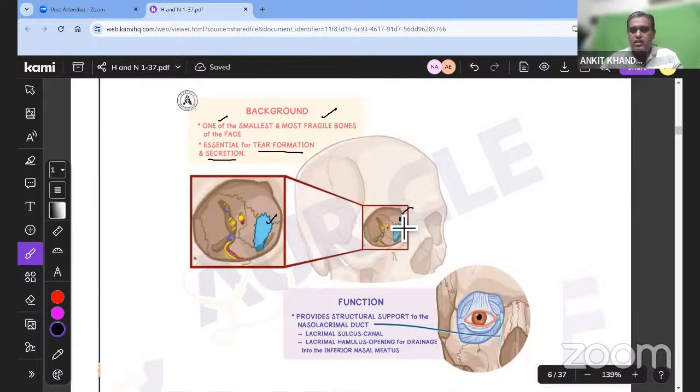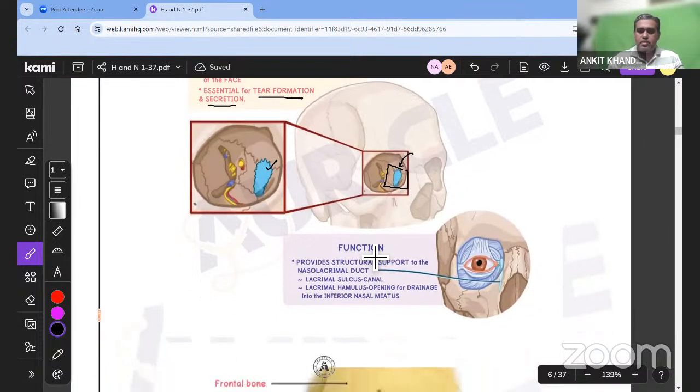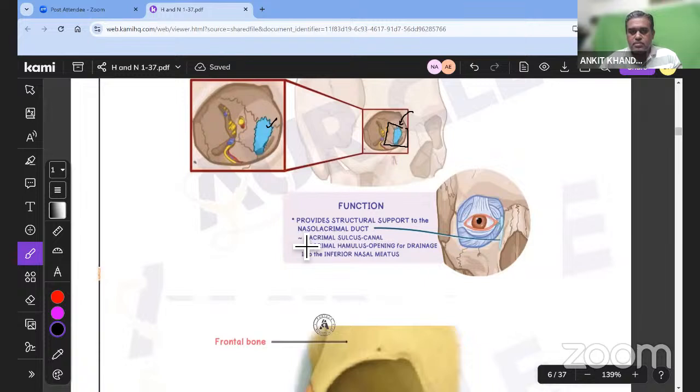You can see this blue color right over here. This is actually the medial wall of the orbit. You can see this blue colored bone, that is the lacrimal. Okay. The function over here is to provide support to the NLD, the nasolacrimal duct. And as I told you, that opens where? Into the inferior meatus. These are all the questions, and what I'm telling you are the questions which are either asked in your viva, or given as small questions, or which are given in your NEET PG or FMG exam.